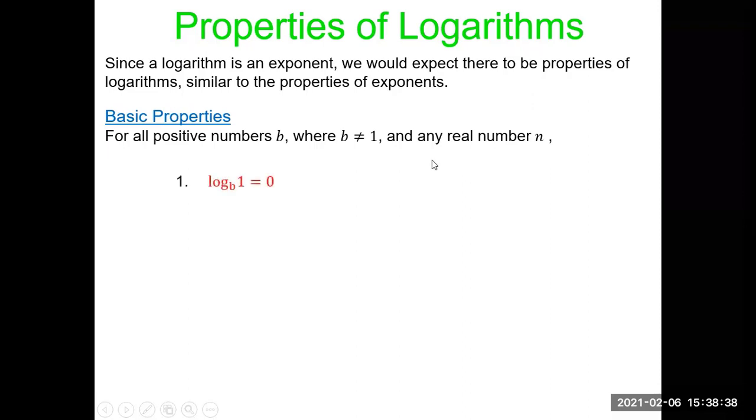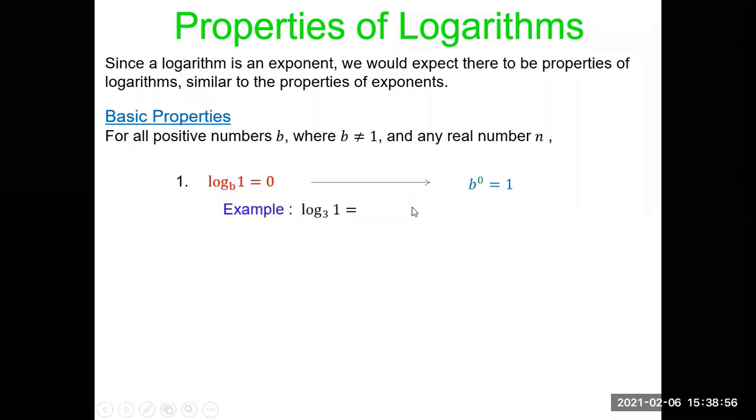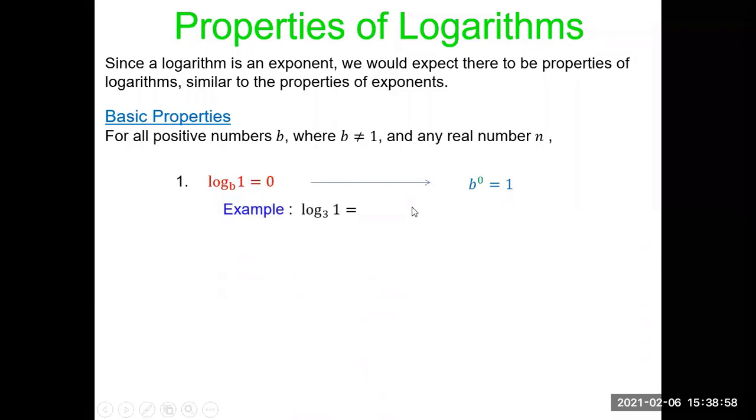So let's start off with this property. This is saying that no matter what the base of a logarithm is, if the argument is ever 1, then the answer will automatically be 0. Now, it should seem reasonable if you just convert this into exponential form, because b to the power of 0 will equal 1. So if you look at any example here showing that the argument is 1, regardless of the base, log base 3 of 1 will be 0.